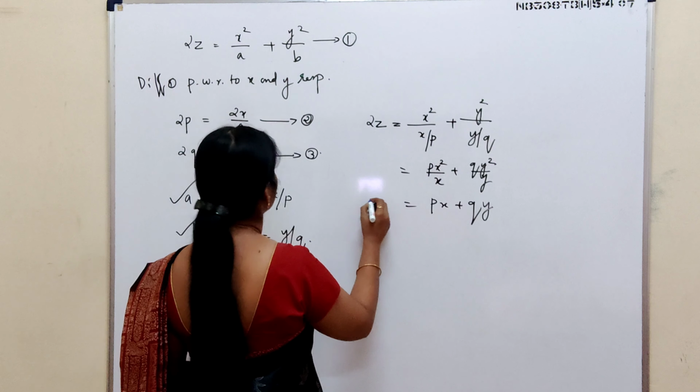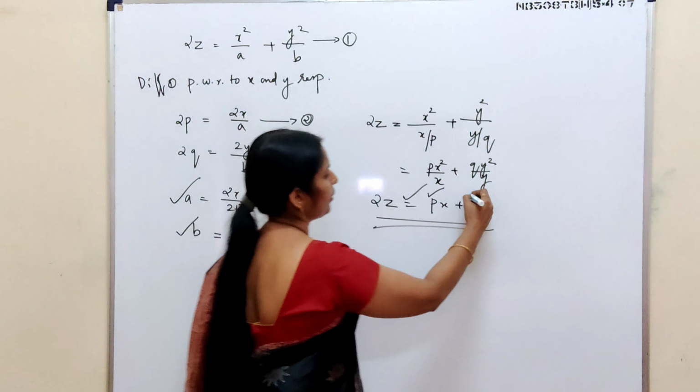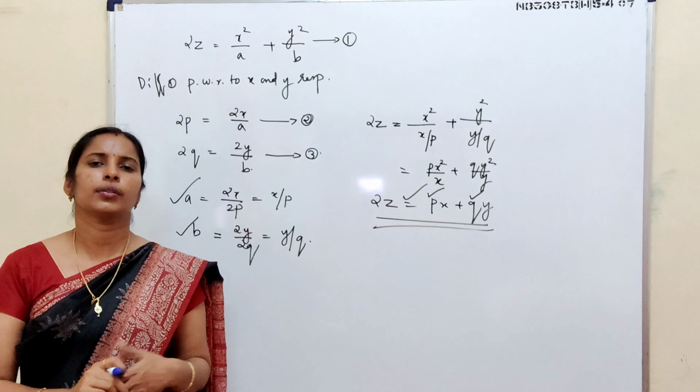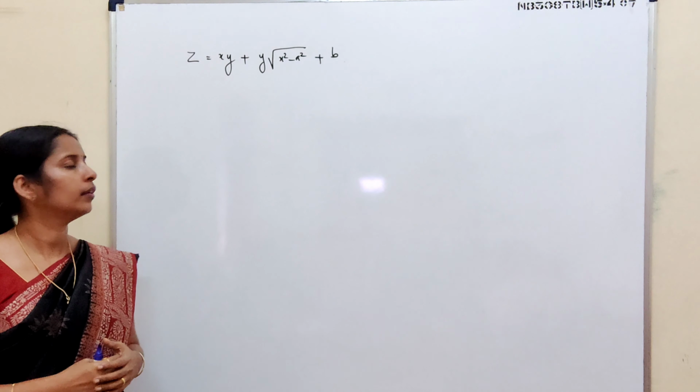What is its left side? It is 2z. See, it is an equation containing the partial derivatives p and q and which is free from the arbitrary constants a and b. So that is a required partial differential equation from the given z.